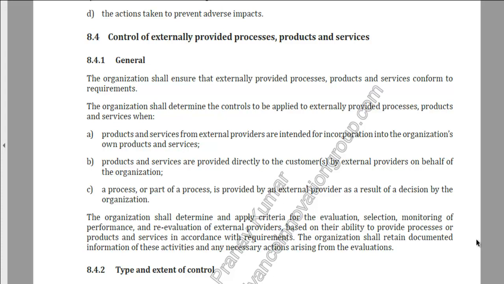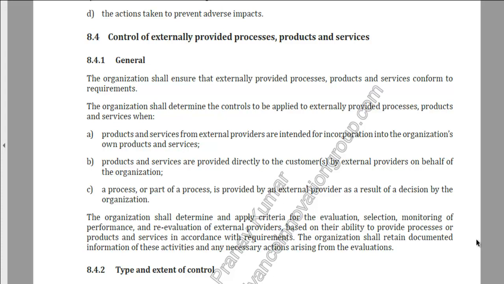The organization shall determine the controls to be applied to externally provided processes, products and services when A. Product and services from external providers are intended for incorporation into organization's own product and services. B. Product and services are provided directly to the customers by external providers on behalf of the organization. C. A process or part of the process is provided by the external provider as a result of decision by the organization. Clause number 8.4 is about the traditional vendor management that we understand.